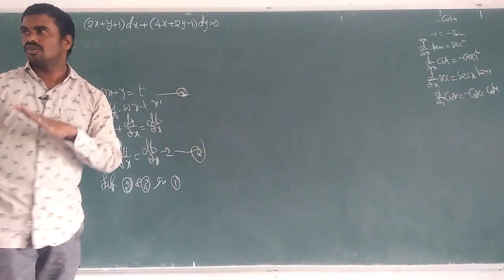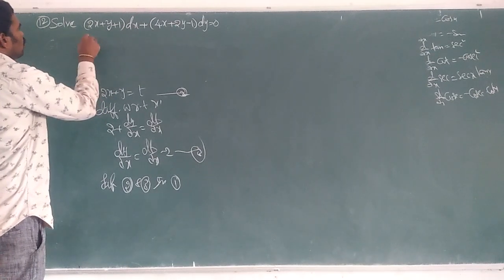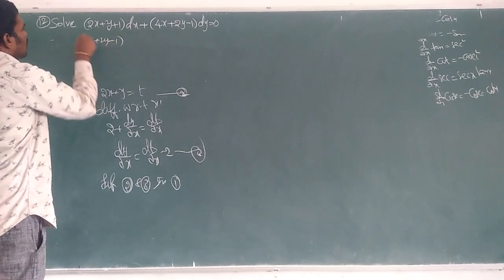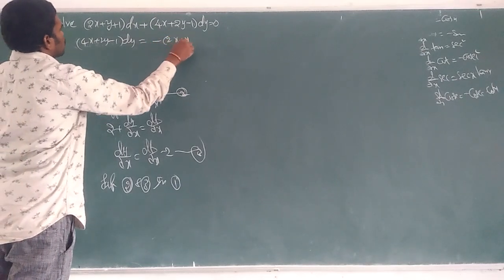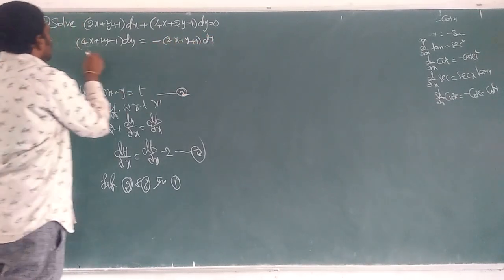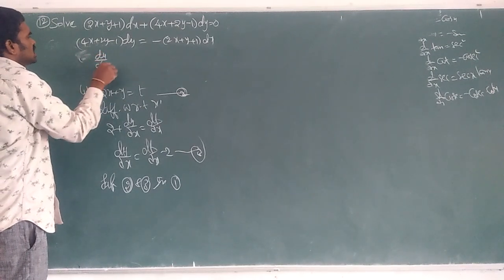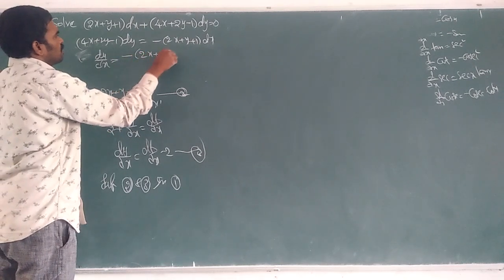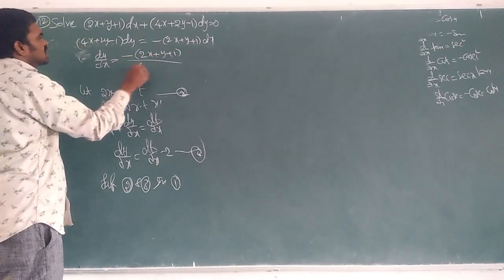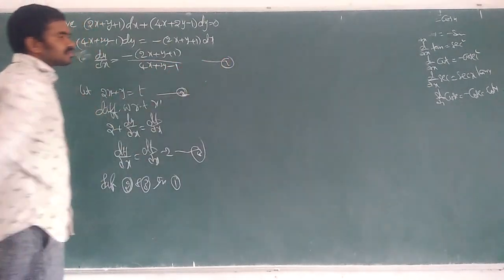Everything correct? Don't bother, you just leave it. Same step. First write this one: (4x + 2y − 1) dy = −(2x + y + 1) dx. Then taking dy by dx, the dx on the left side becomes: dy/dx = −(2x + y + 1)/(4x + 2y − 1). Equation 1.